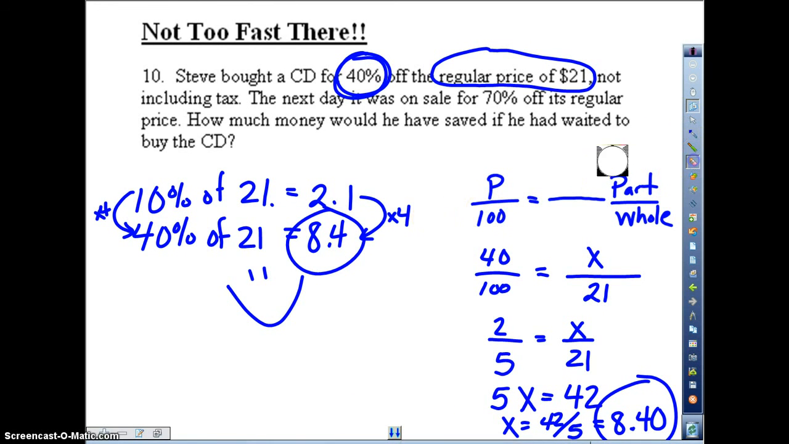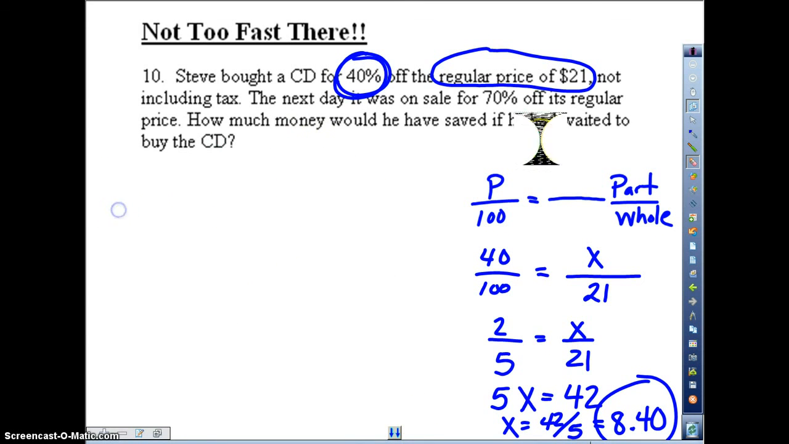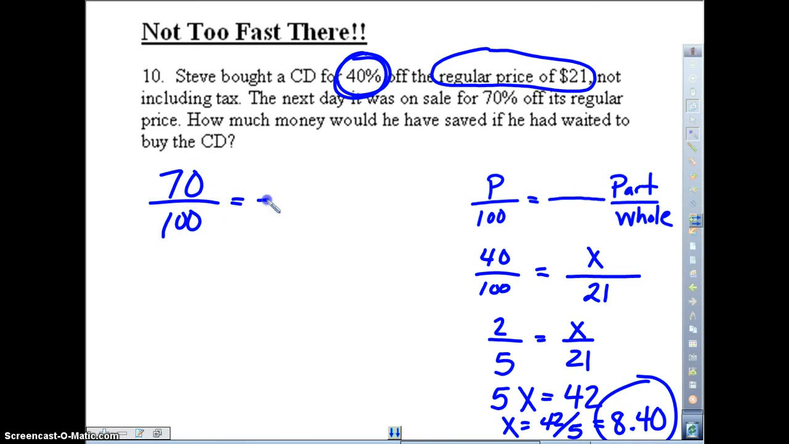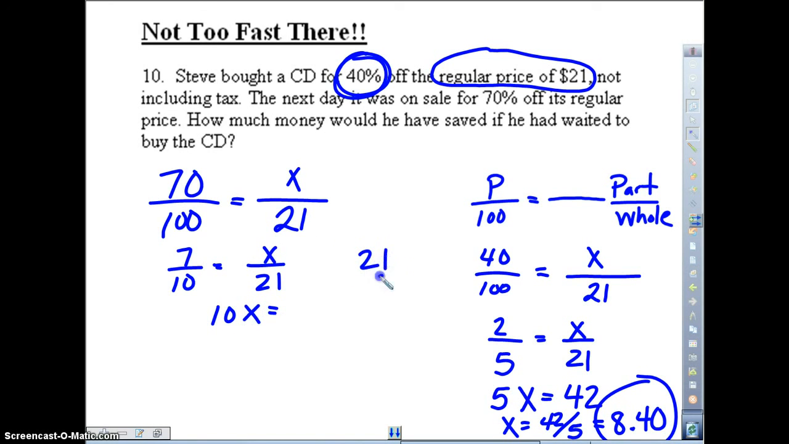Okay, so now let's go do the next one. It says the next day it was on sale for 70% off the regular price. You can do this. What was the regular price? You can do that. If you do that, I'd reduce this first. Then I would cross multiply. What's 21 multiplied by 7? X is going to be 147 divided by 10.